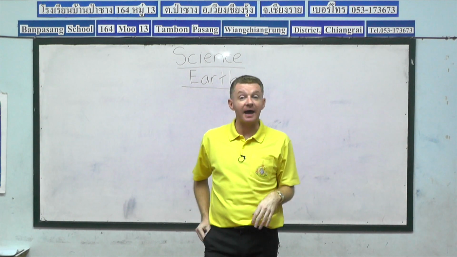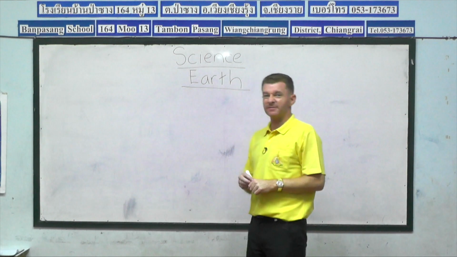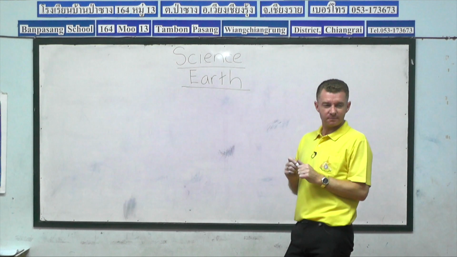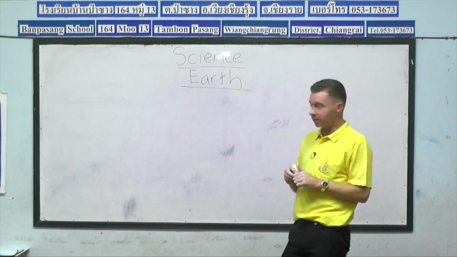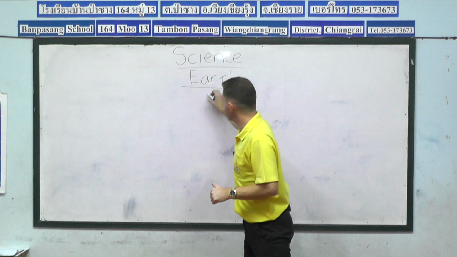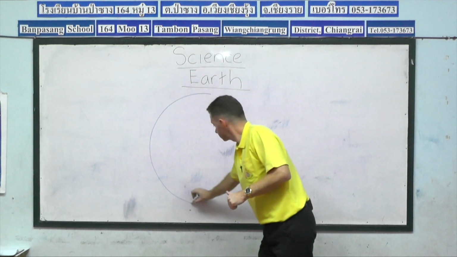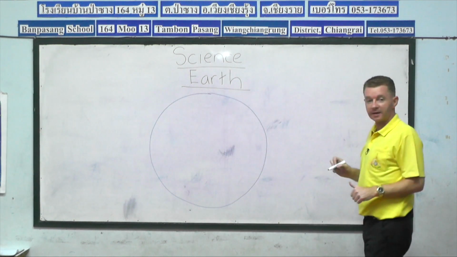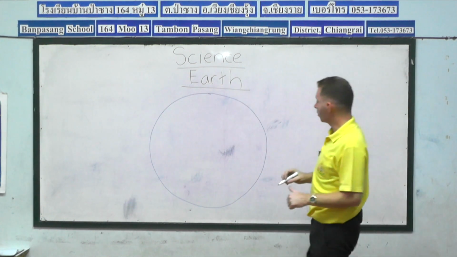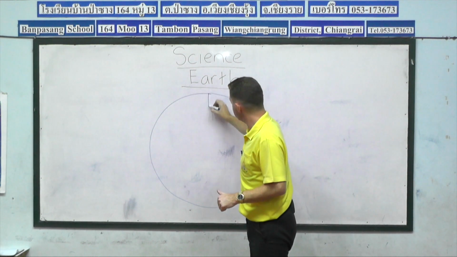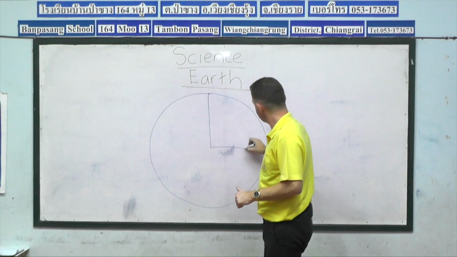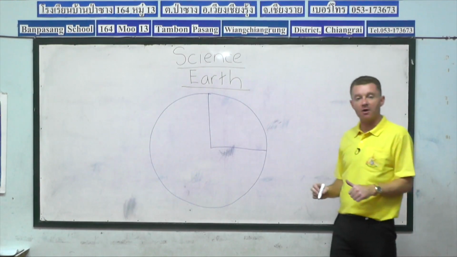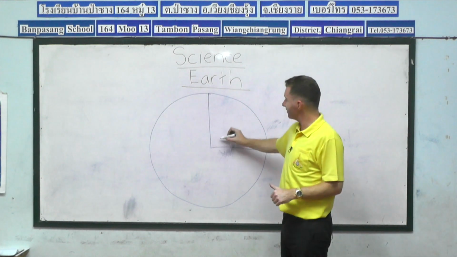Well, first of all, I need to draw a diagram. So let's see, what shape is the Earth, guys? Is it square? Triangle? What shape? Circle. Okay, so we need a big circle on the board. Does that look like a circle? Yes. Okay, so what we need to do first of all is imagine the Earth is an orange. What we're going to do is cut a section of the Earth. So here we will have the different layers.